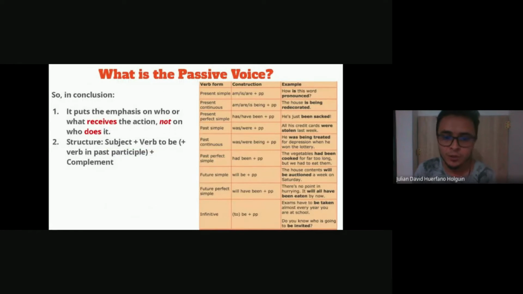So as a general conclusion, the passive voice emphasizes who or what receives the action, not who or what does the action. And second, the structure is very simple: subject plus the verb to be plus the verb in past participle plus the complement. And that's all. Thank you very much.